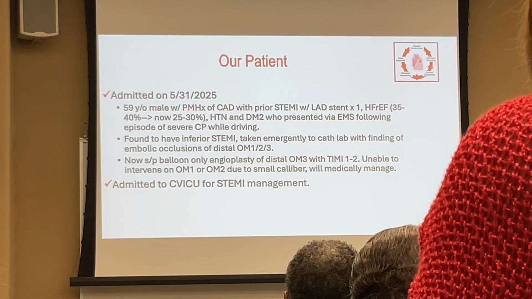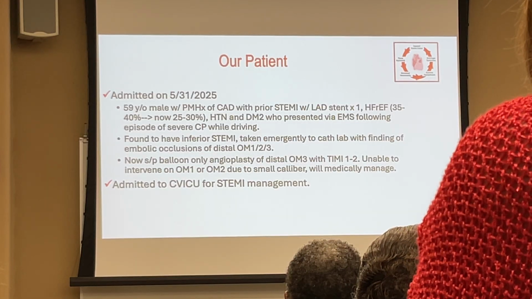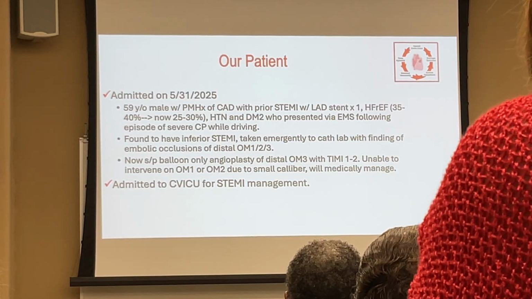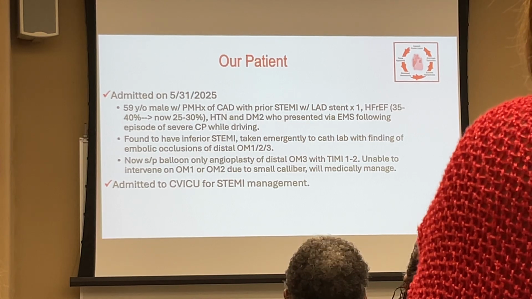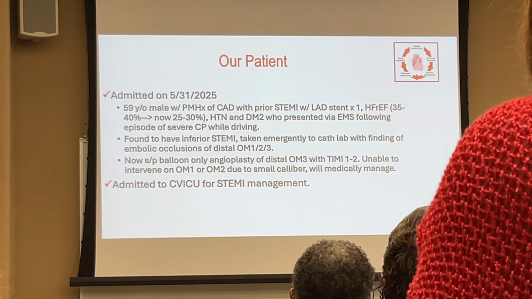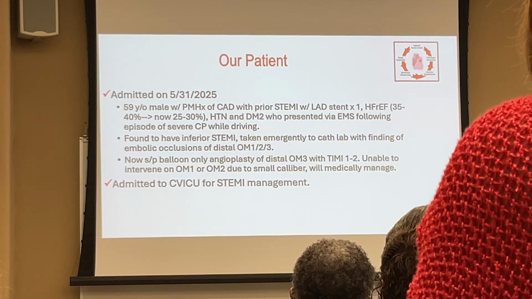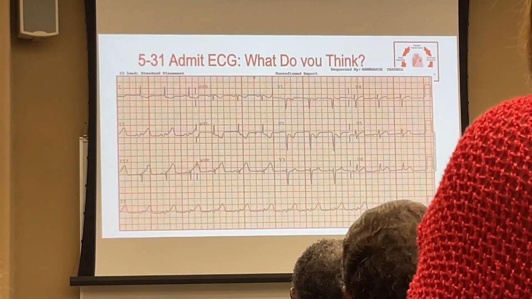Within 10 minutes of arrival to our emergency room, he's on the cath lab table. They find that he has very significant distal occlusions of OM 1, 2, and 3. These are all smaller vessels, but they are supplying this very significant inferior wall and most likely the posterior wall as well. So they do a balloon only. They don't place a stent because the vessels are really small. You can't really put a stent in them, and they were only able to dilate beyond 3, which is a little bit bigger. Then he comes to the CDICU for STEMI management.